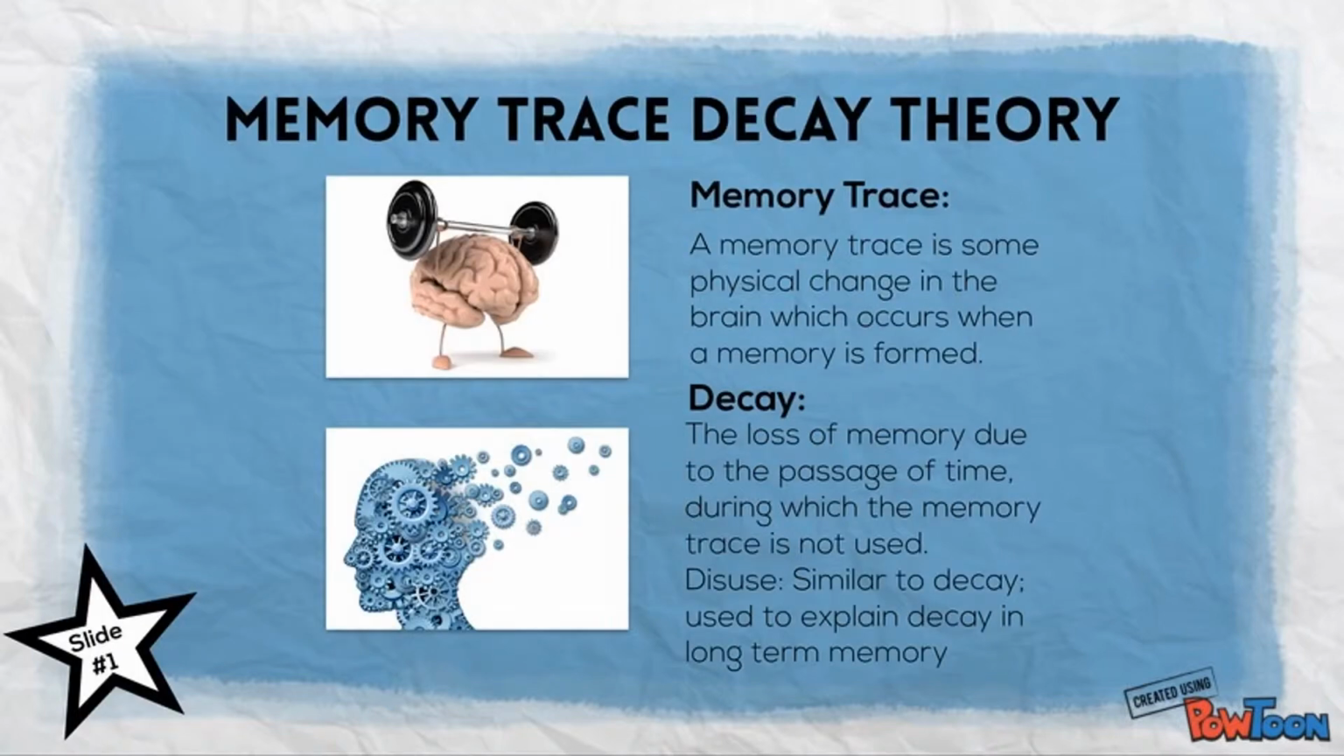First, memory trace decay theory. A memory trace is some kind of physical change in the brain which occurs when the memory is formed. So when we take in that information our brain interprets as reasonable to remember, a real physical difference happens in our brain where that piece of information is stored.